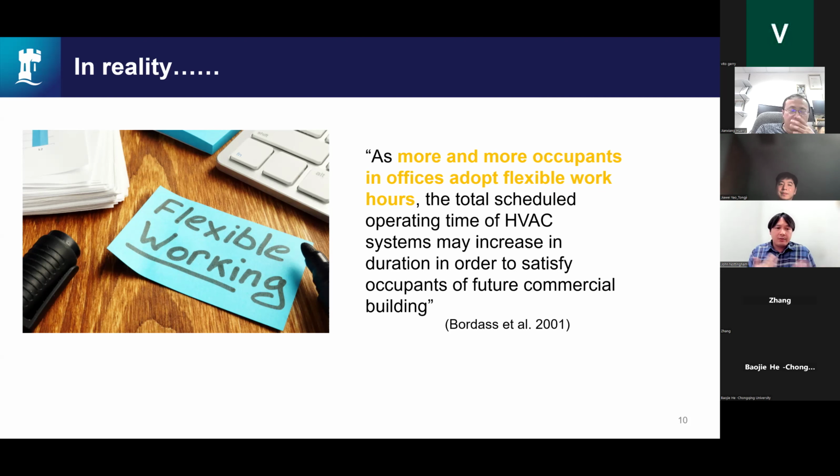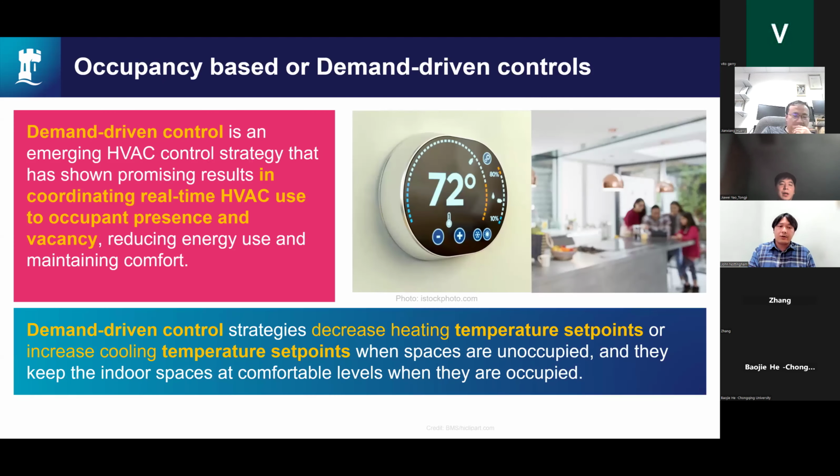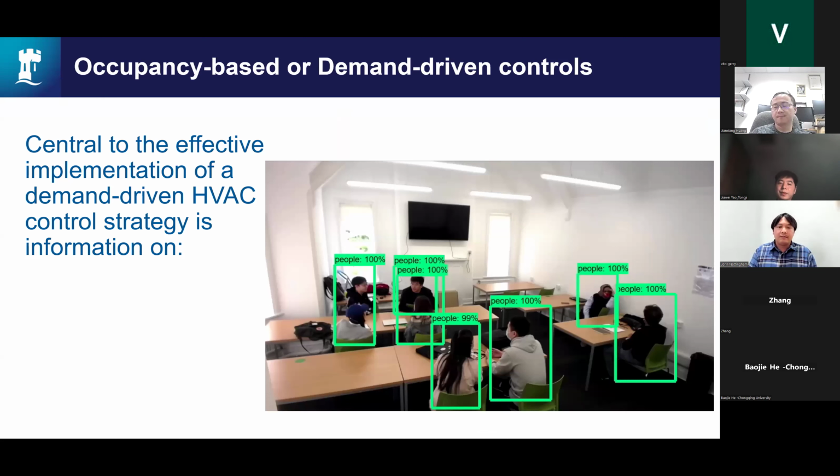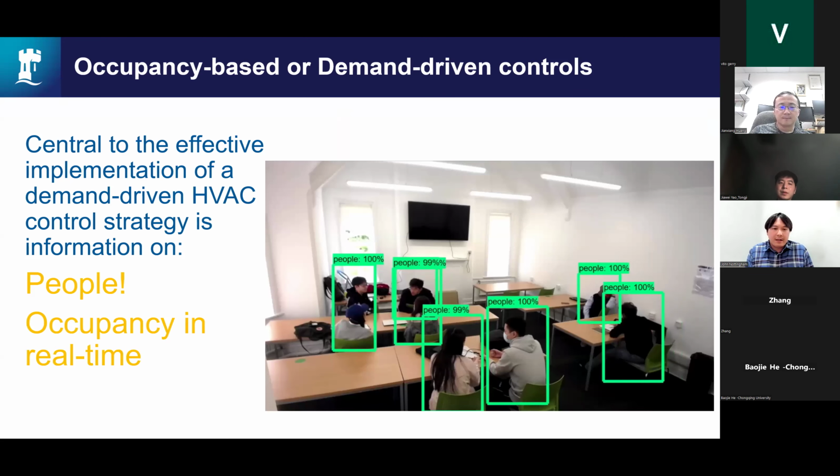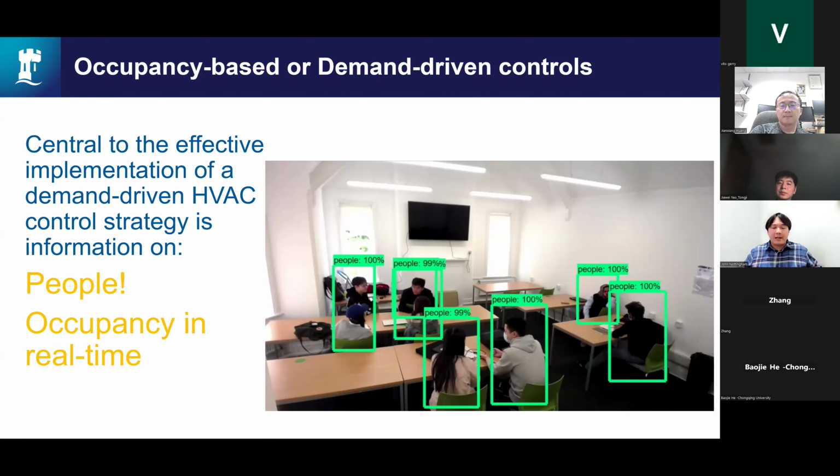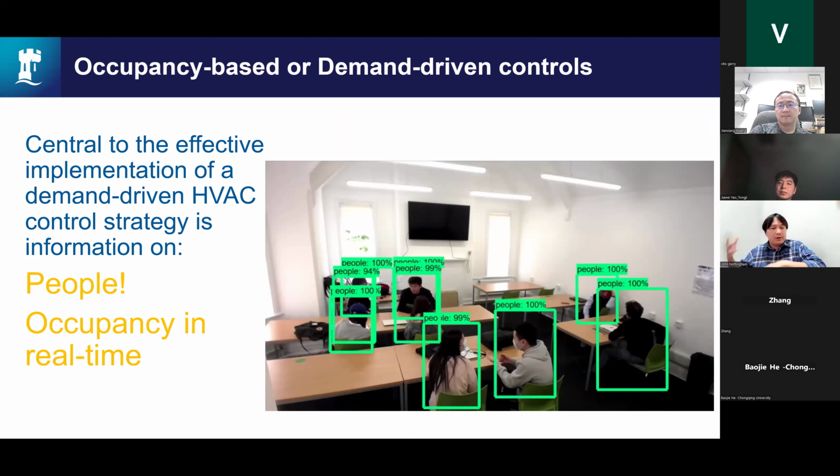There is a lot of research now on demand-driven controls, or occupancy-centric control strategies, which basically adjust the set points of spaces, or the cooling or heating system, according to the number of occupants, or their presence or locations in a specific space, so that it can optimize energy consumption and thermal comfort as well. To be effective, this demand-driven system has to have good information about the people in real time, as much as possible, so that how the space is being used can be fed into the control strategy.